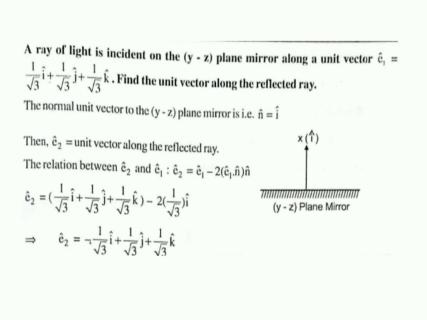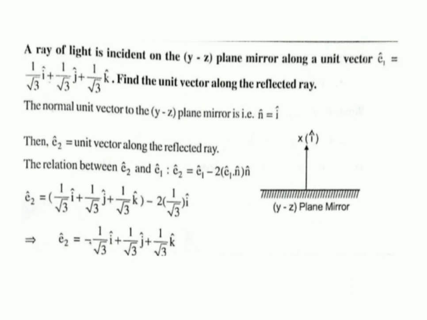Look at this example to understand how to apply the previous formula. In the question, a ray of light is incident on a YZ plane mirror. That means the mirror is in the YZ plane, so its normal will be in the I cap direction, and the incident ray unit vector is E1 equal to 1 by root 3 I cap plus 1 by root 3 J cap plus 1 by root 3 K cap. They are asking you to find the unit vector along the reflected ray.